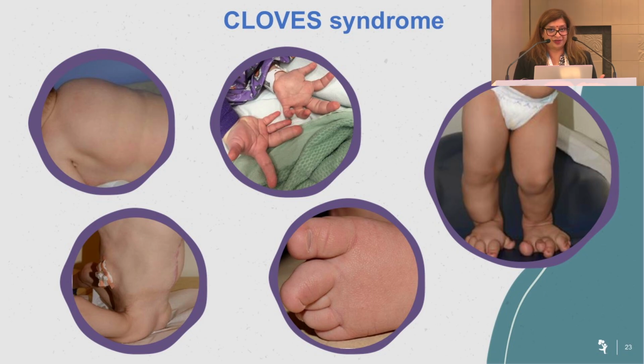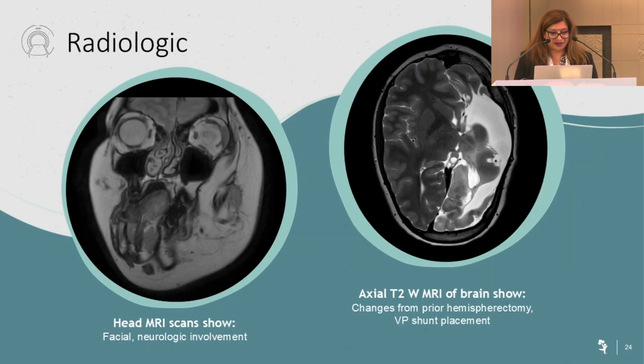That's your clinical presentation, when you see these kinds of deformities. But then you also have the radiologic findings. Looking at the MR scans, you see the facial and neurologic involvement. This patient actually did have, at one point, a hemispherectomy and VP shunt placement. So clinically, we look at all of this and say this probably is going to be CLOVES disease. But it's nice to confirm this and actually have your gene.